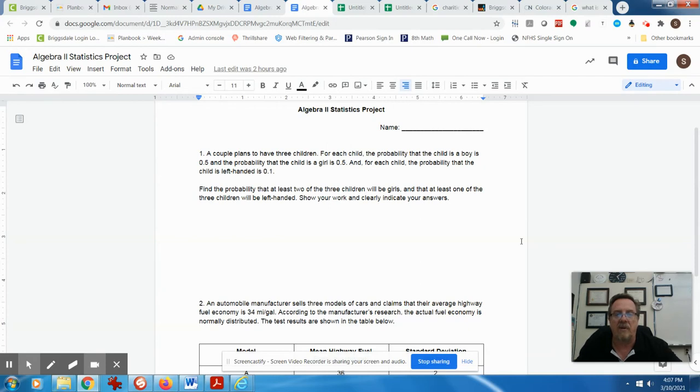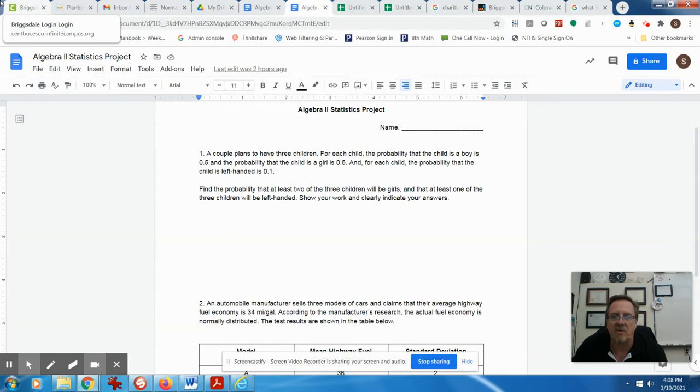And for each child, the probability that they're left-handed is 0.1, or like 10%. Which would mean the probability that they're not left-handed, or that they're right-handed, because again, you're either left-handed or right-handed. We're not going to consider the case where they're ambidextrous. I guess we could, but we're just going to consider whether or not they're left-handed. And so if they're not left-handed, that would be a 0.9. Does that make sense?